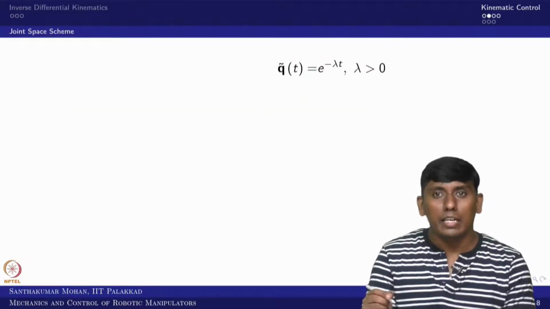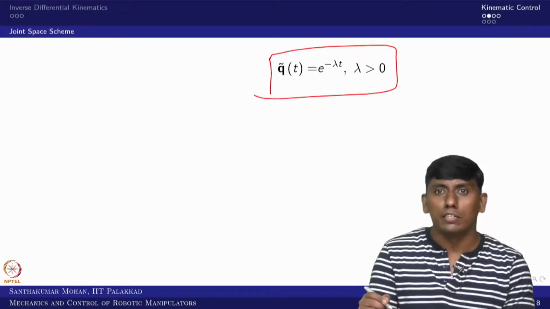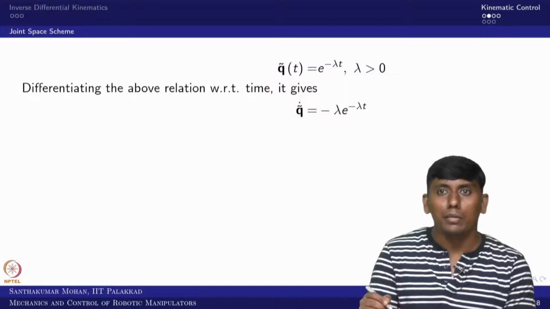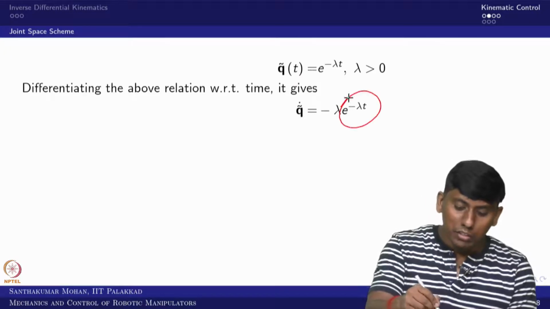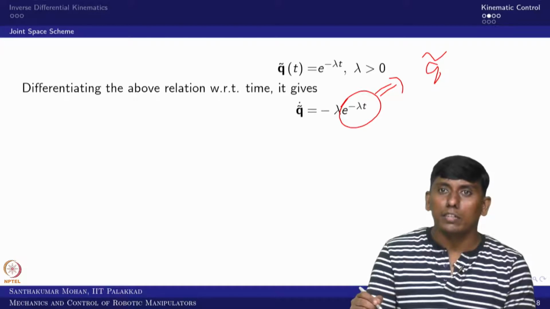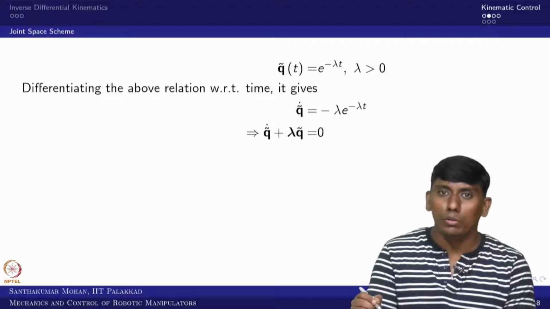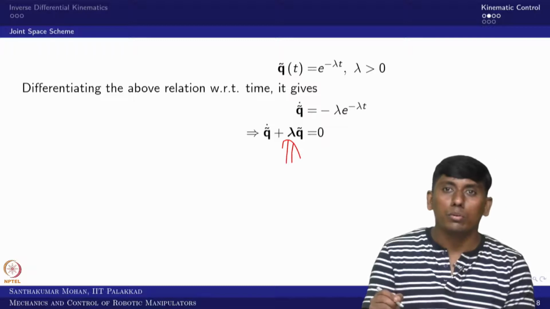Now in that case, we take this and differentiate it. What will come? Q tilde dot equals minus lambda times e to the power of minus lambda T. But what is this? This is nothing but Q tilde, right? So now we can substitute that and rewrite. So what happened? Q tilde dot plus lambda Q tilde equals 0. It's a simple first order system where the lambda is a positive constant.